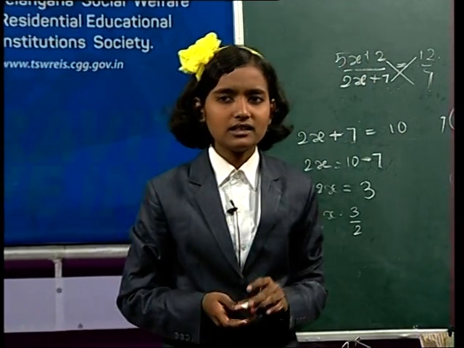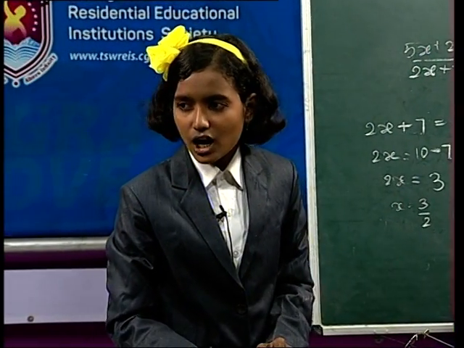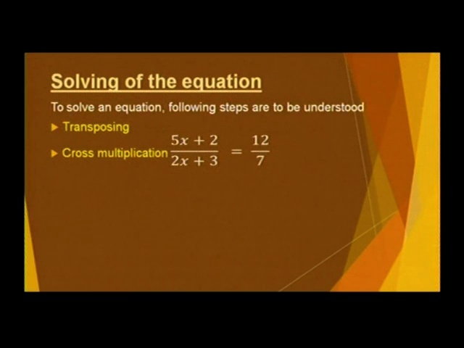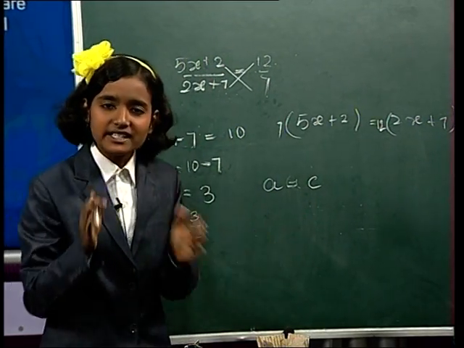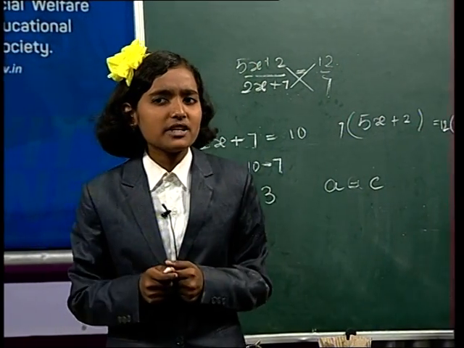Now we have learnt cross multiplication, and another thing is properties of equality. So, what are the properties of equality, friends? If we take A equals C, it is an equation. Here A equals C is the equation.